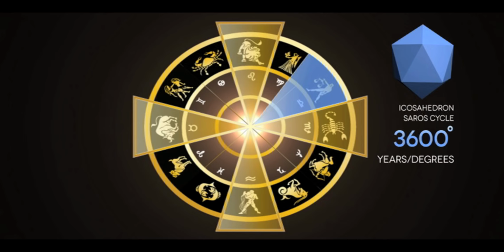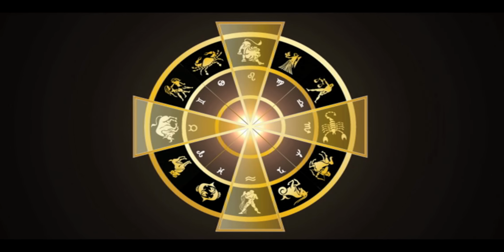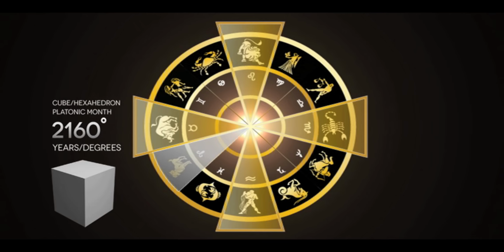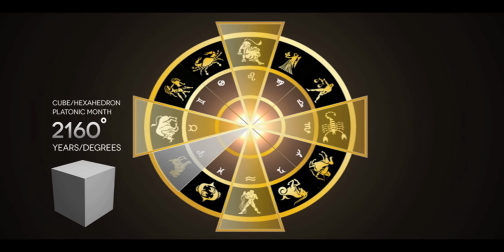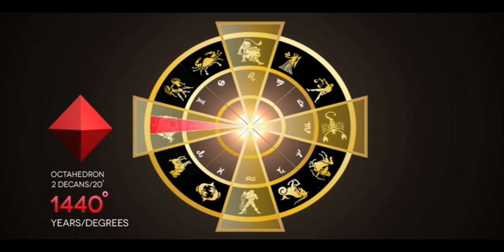Then we have the decans. You'll notice that a Platonic month, which is 1/12 of the great year, right there, you divide that number by 12, you get this number, 2,160. And that number, you may recall, depending on how good your memory is, is the number of degrees measuring the cube, 2,160. And then you'll notice the 2 decans of the ecliptic, or 20 degrees of the ecliptic, is 1,440, the number of degrees in the octahedron.